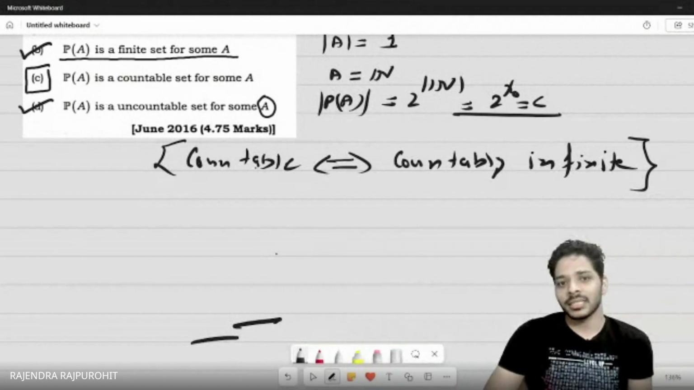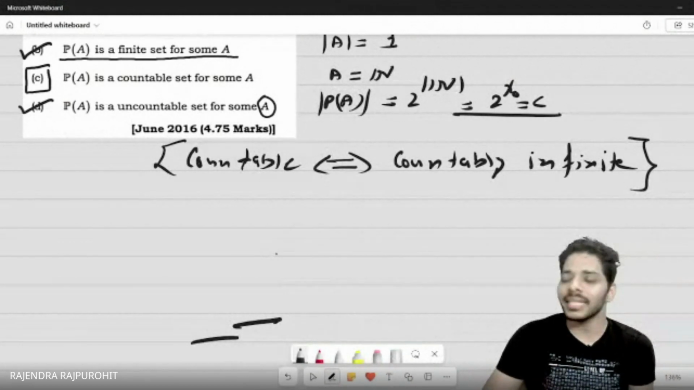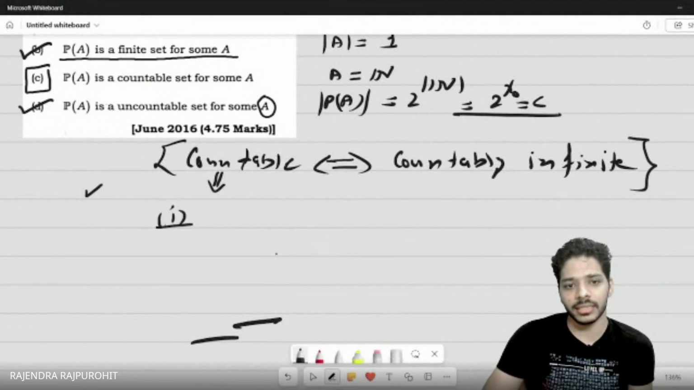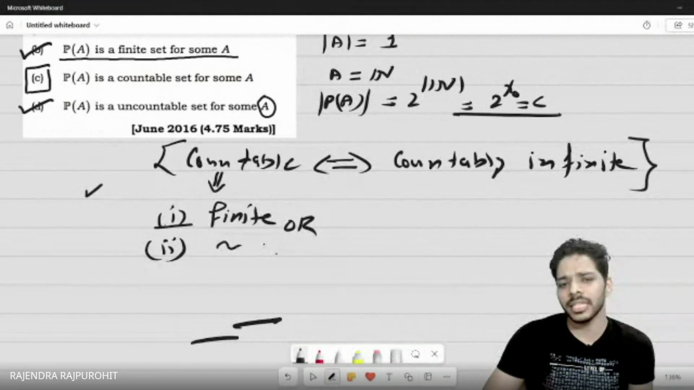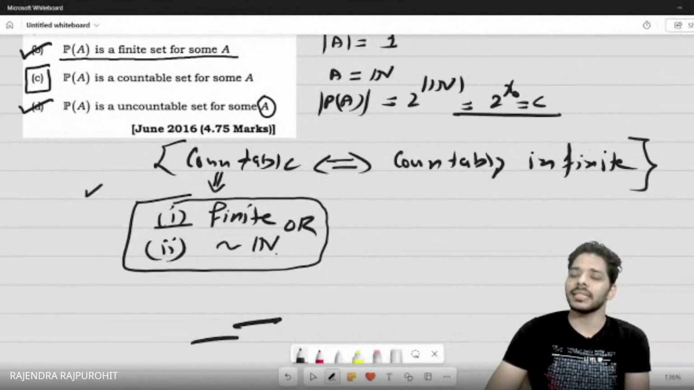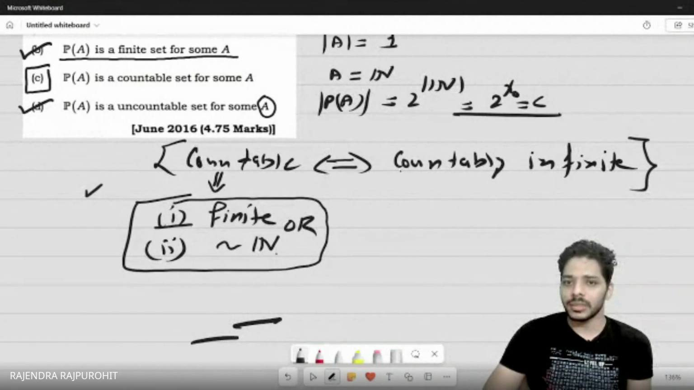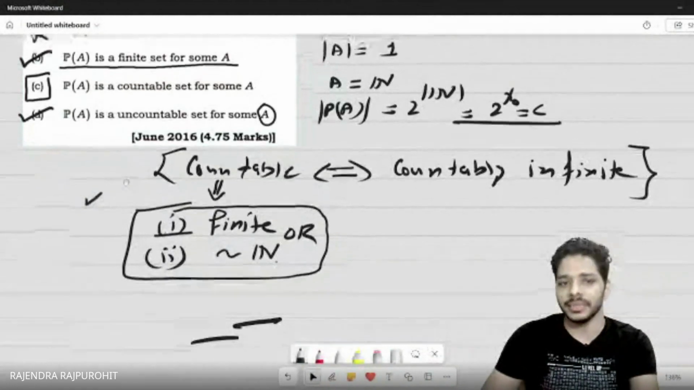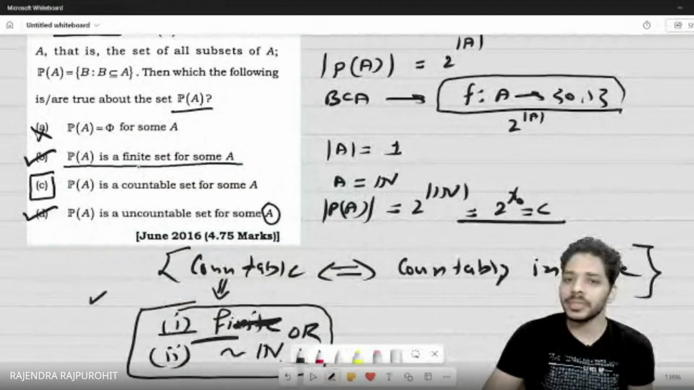So in that book by Walter Rudin, the words countable and countably infinite are the same. That means he considers a set to be countable if the set has cardinality aleph naught. That's it. But the usual definition is this: what do we mean when we say countable? First, that it is finite, or it is countably infinite, or equivalently that it is equivalent to N. In any of these scenarios, we say that our set is countable. But in that book, it's different. So according to that, you cannot select option C.